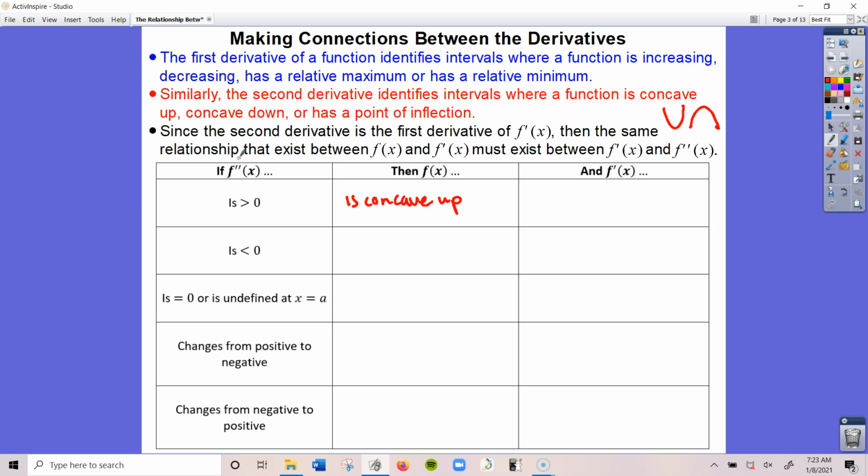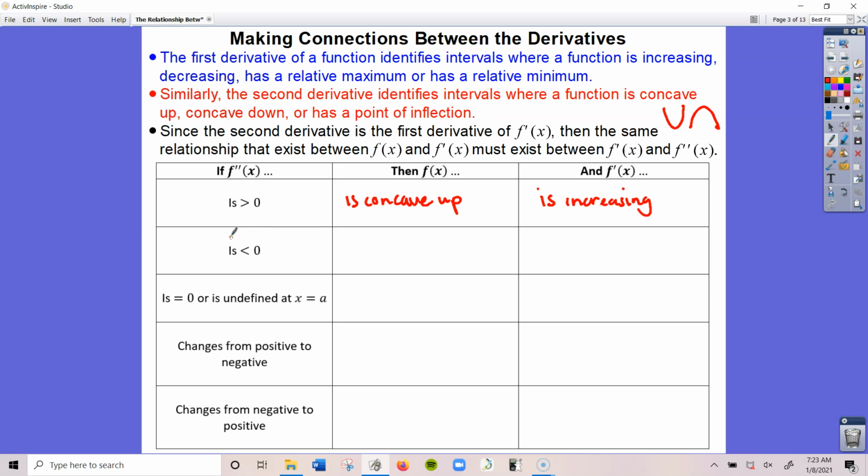Now, what does the second derivative tell us about the first derivative? The relationship between the second derivative and the first derivative is the same as the first derivative to the function. So if the second derivative is greater than 0, that means that the first derivative is increasing. Just like if the first derivative is greater than 0, then the function is increasing. It's the same exact relationship.